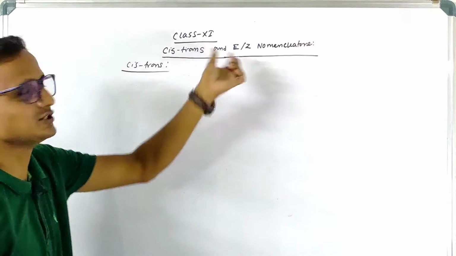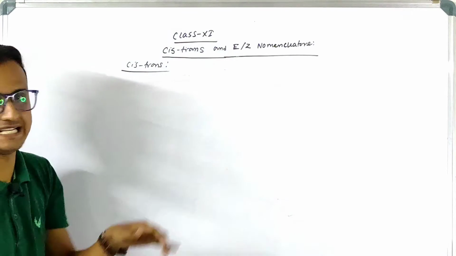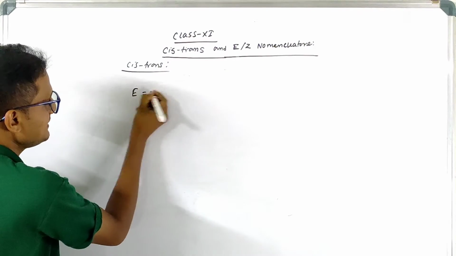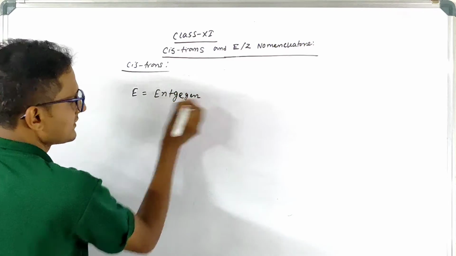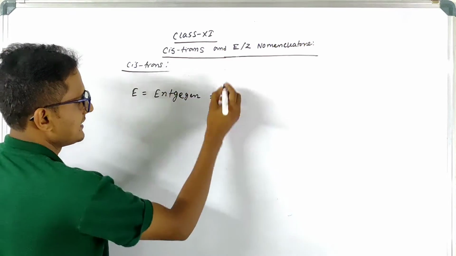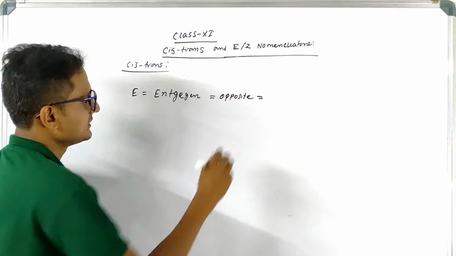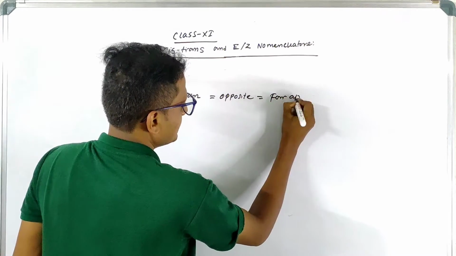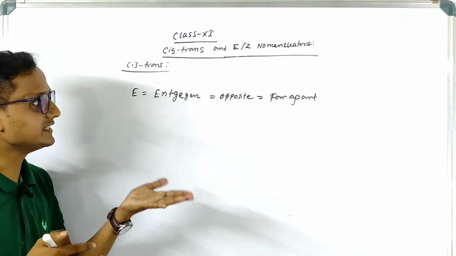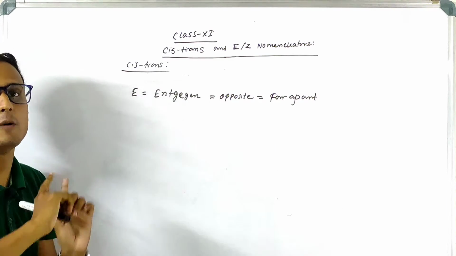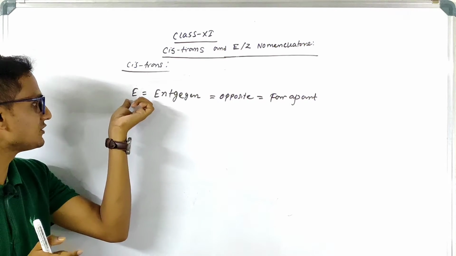Now we'll start the EZ nomenclature. Before starting, we have to know what E and Z mean. E means entgegen, that means opposite to each other, which is equal to far apart. That means when two groups joined with two carbons in a double bond are in completely opposite directions, far apart from each other, in those cases that will be E.